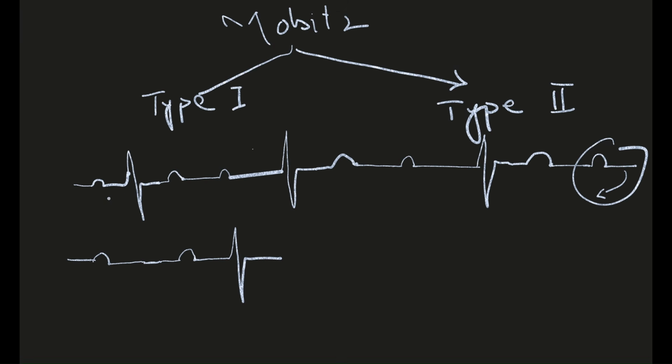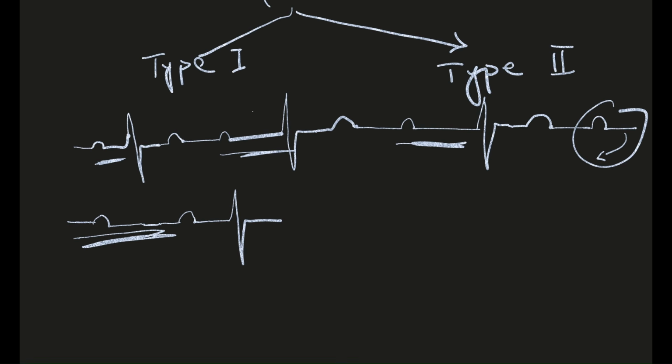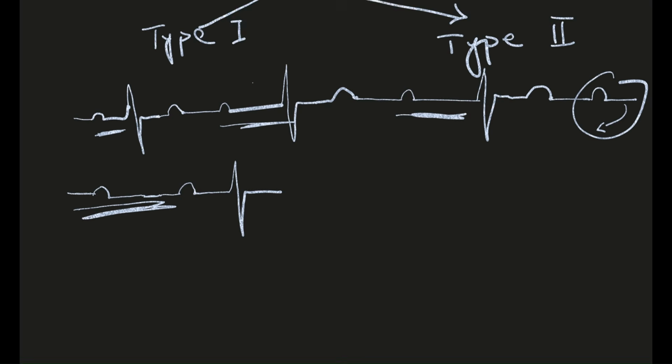So what happens here is there is progressive lengthening of PR interval. Look at this one, then again this one, then this one, and ultimately a drop in QRS complex beat. So type 1: progressive lengthening of PR interval culminating in a drop of QRS complex.